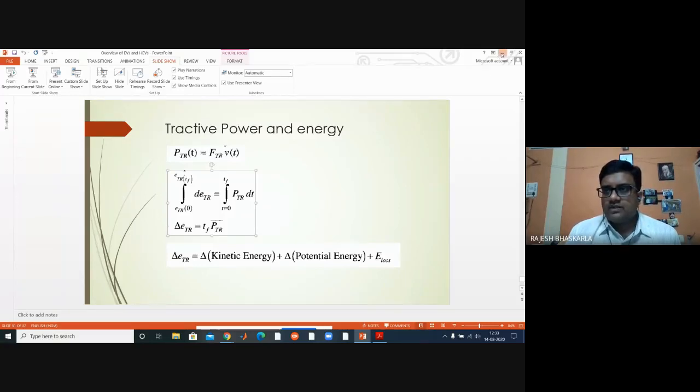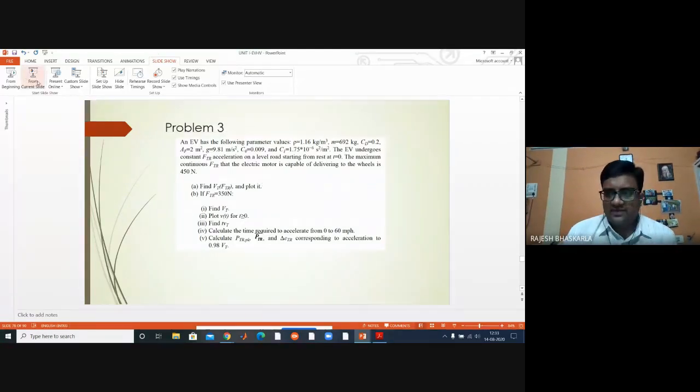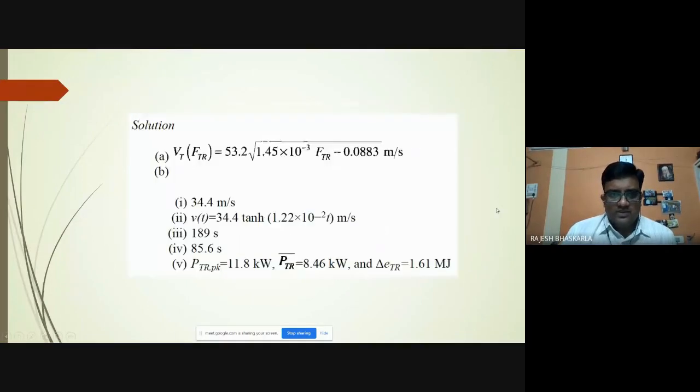Please try to solve this problem. Shall we go to the next slide from here? These are the answers. You can note down these answers and verify them. This must be a function of FTR, so this is FT. Once it is finished, please let me know. Then we'll go to the next topics.